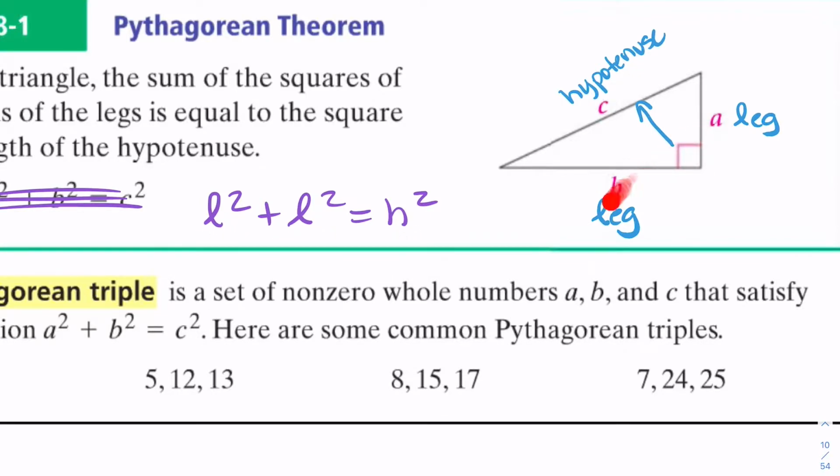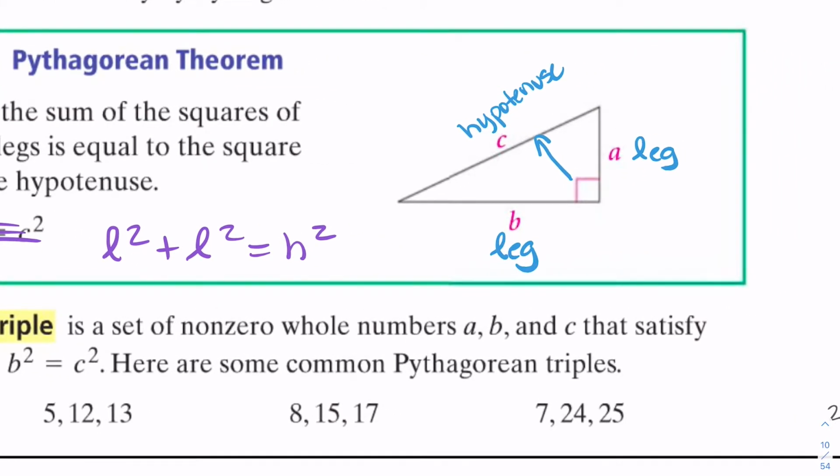You can put these in any order you want over on the left-hand side here. You can also rewrite it where h squared equals l squared plus l squared. So you can flip the sides as long as both l's go to the other side and the h goes to the left.